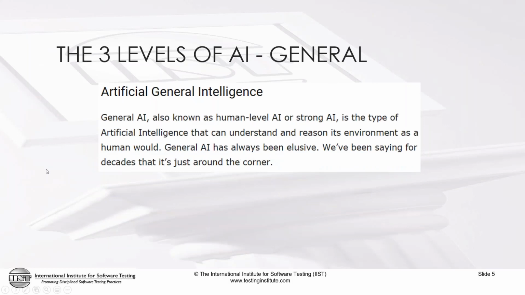Now, the next stage is called general intelligence. There are actually multiple meanings to this stage of artificial intelligence. One of them is what you see here, when artificial intelligence can understand and reason about its environment as a human would. Some people say this is going to be 20 years away. Some people say it's going to be 50 years away. But everybody agrees eventually we will reach this.